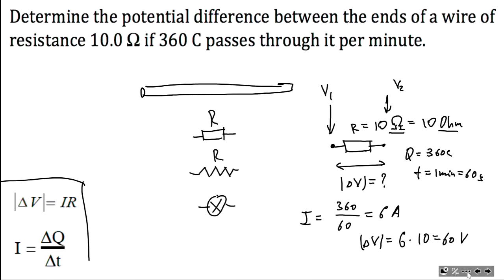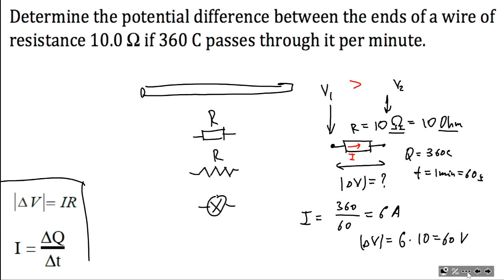And what does it mean? It means one is 60 volts higher than another one. Which is which? Well, we have to choose the direction of electric current because we are not told. We can choose it to the right. Let's say electric current travels to the right. That tells us immediately that the potential number 1 should be higher than potential number 2.